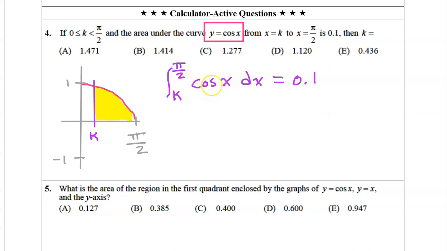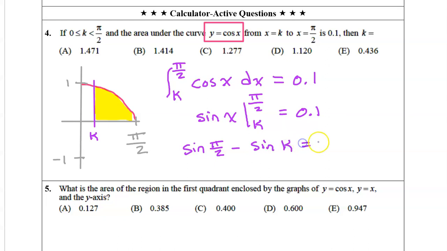The antiderivative of cosine is sine, and we have the limits of integration from k to pi over 2. And all of this equals 0.1. This means that the value at pi over 2 minus the value at k should equal 0.1. In other words, the sine of pi over 2 minus the sine of k should equal 0.1.